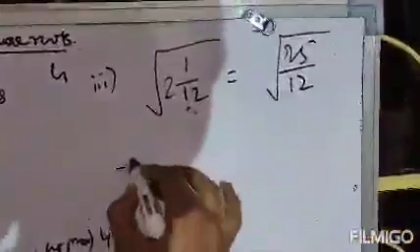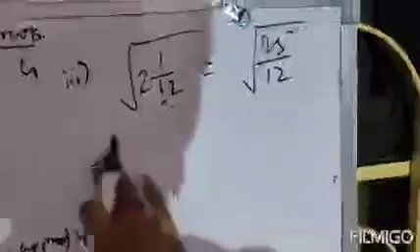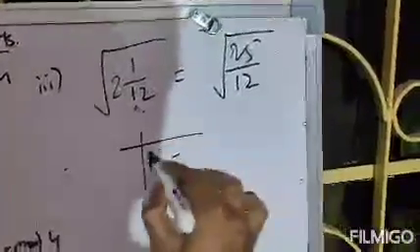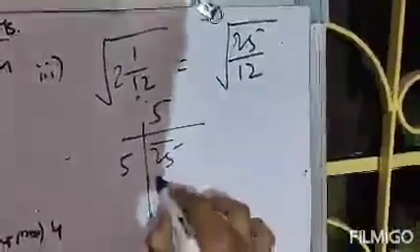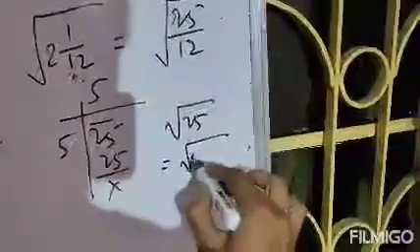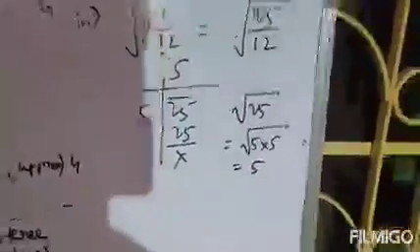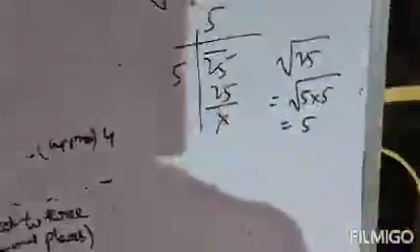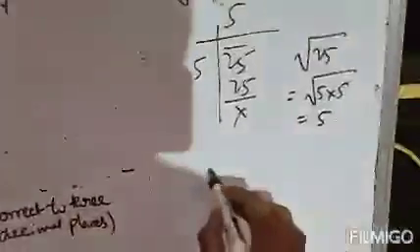Now 25 by 12. So if you find out the square root of 25, it is 5. So 5 5s are 25. So square root of 25 will be 5. And the square root of 12. If you find out the square root of 12, there are 2 methods. One method is you can find out the square root of 12 like I have done the square root of 7. Like I have done the square root of 7, you can find the square root of 12 also.